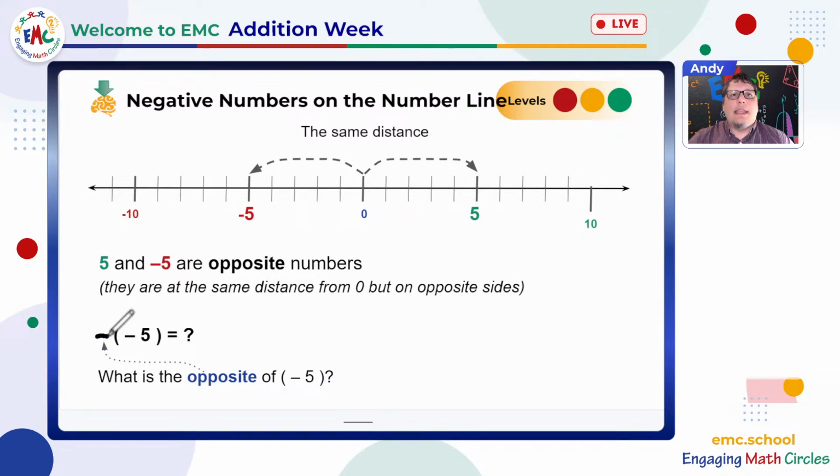So if I negate something that's a negative, what's the opposite of negative 5? The opposite of negative 5 is positive 5. So whenever I have minus a minus, I get a plus, because it's the opposite of the opposite.